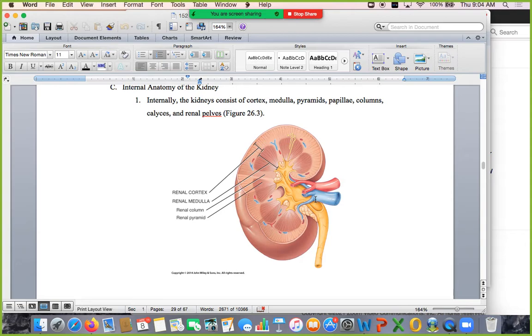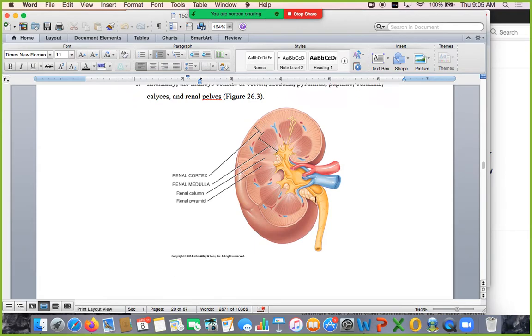We also have papillae, columns, calyces, right, minor and major, and then the renal pelvis, pelves for plural. And this is where the urine is going to drain out. The urine drains out a couple different ways. It drains out by osmotic pressure, it drains out by gravity, and it also drains out by peristalsis, or movement forward.